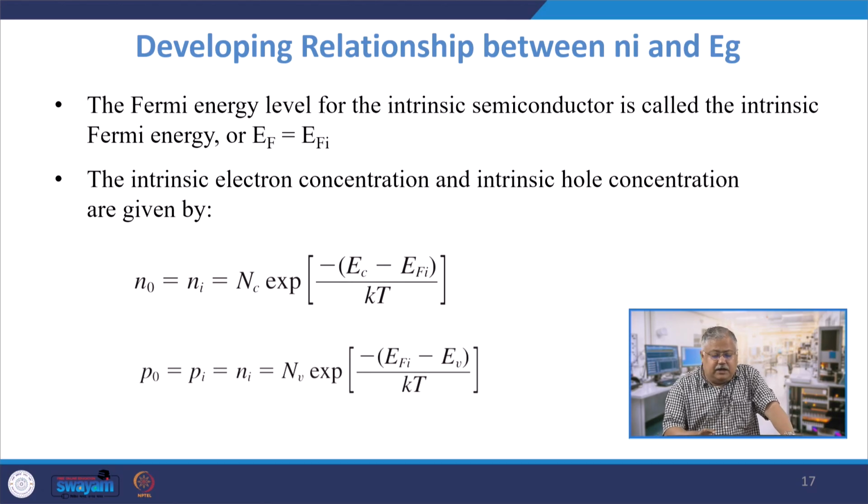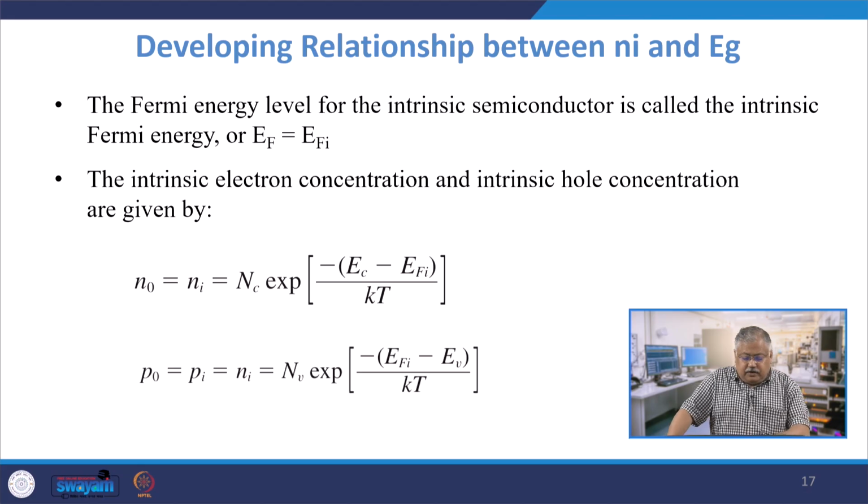Now, the Fermi energy level for the intrinsic semiconductor is called the intrinsic Fermi level. If I take an intrinsic semiconductor, what is an intrinsic semiconductor? One which has no excess carriers available to it, right. Then my Fermi level is almost in the middle of the band gap, and I call that the intrinsic Fermi level, right. Why in the middle? Because there is equal probability of finding an electron and a hole, at and below the intrinsic Fermi level.